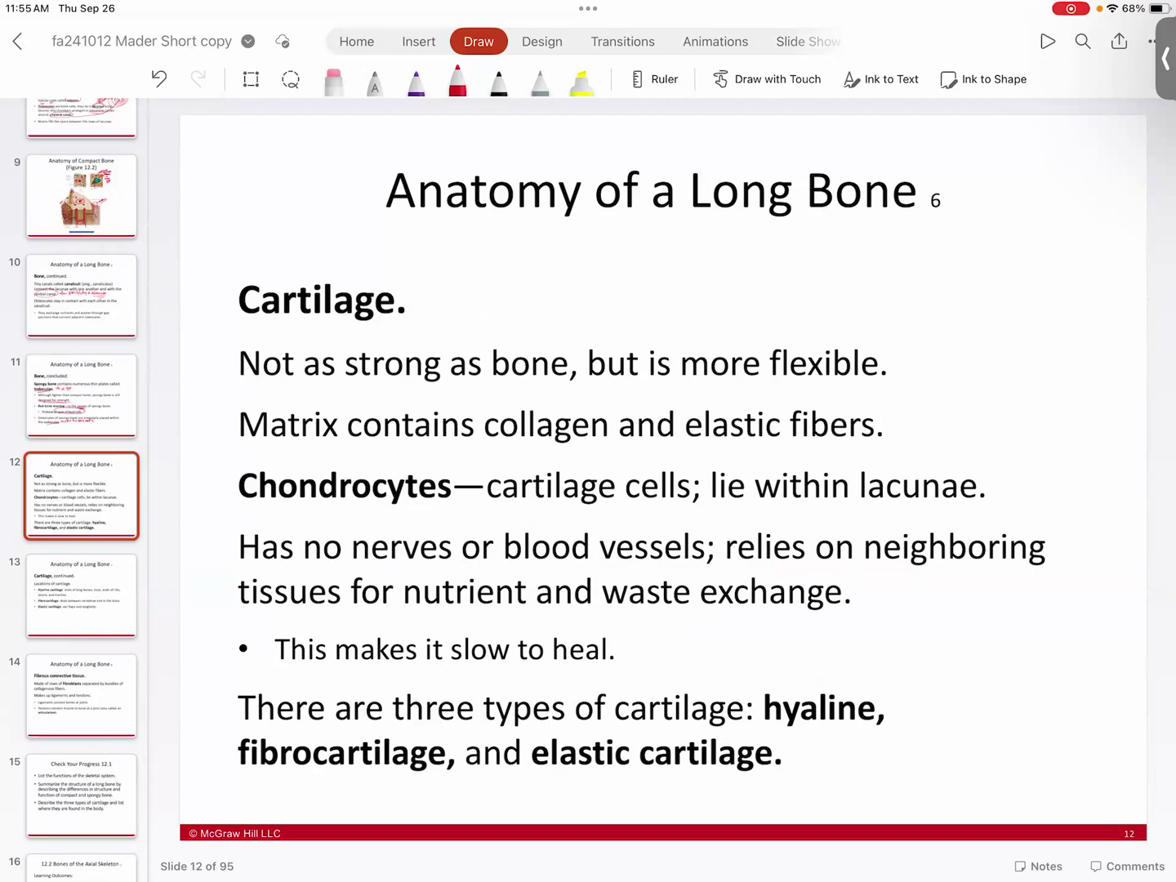Now, in terms of cartilage, cartilage is going to be maintained by chondrocytes. So chondro refers to cartilage, cyte means cell, so this actually means cartilage cell. And so cartilage is not as strong as bone, has more flexibility to it. It contains a lot of collagen for that flexibility and elastic fibers. That gives it flexibility.